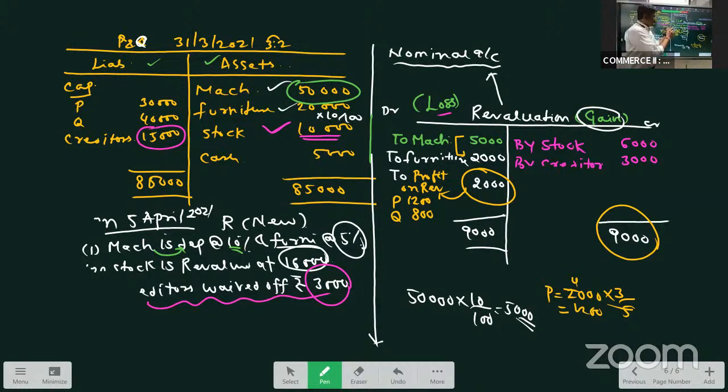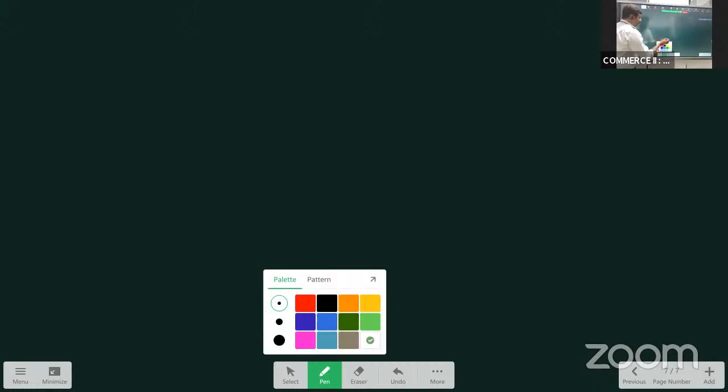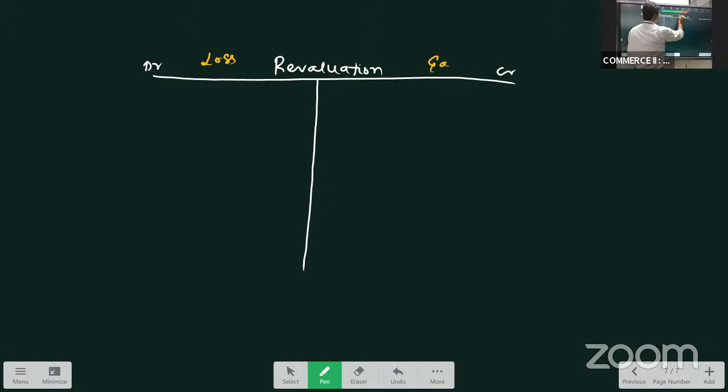We will prepare a standard format for revaluation now. This was with the example. I'll make you understand by making a standard format how to remember the revaluation account. That is what we are learning. Revaluation account is a nominal account. All the losses are debited. All the gains are credited, right?